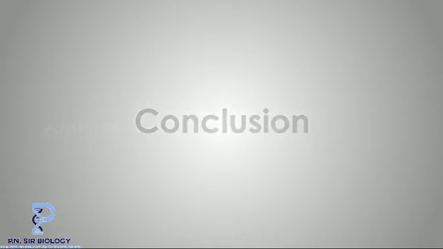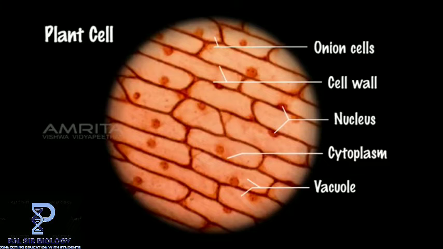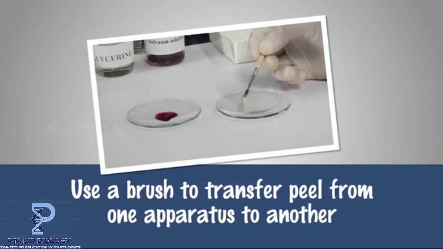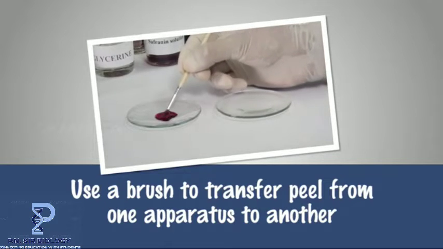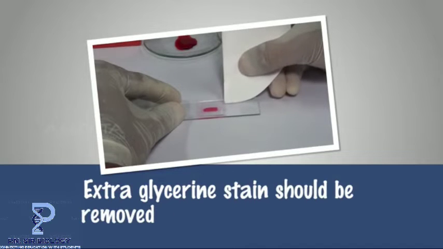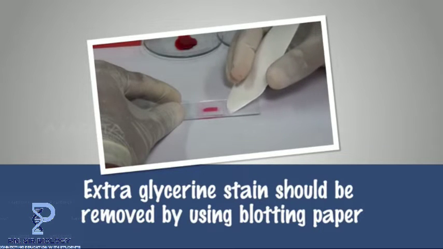Conclusion: as cell walls and large vacuoles are clearly observed in all cells, the cells in the observations are plant cells. Precaution: use a brush to transfer peel from one apparatus to another. Staining of the peel should neither be too dark nor too light. Extra glycerine stain should be removed by using blotting paper.